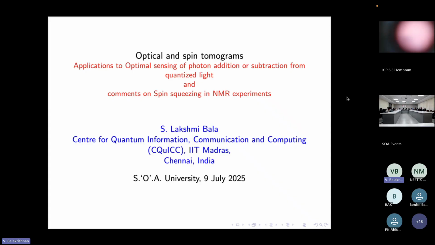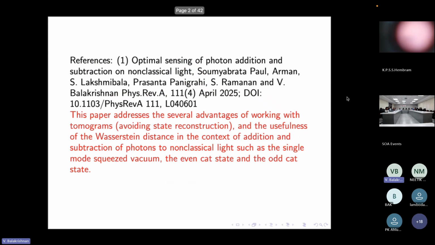So basically, the main part of my talk would be on applications of optical tomograms to sensing of photon addition or subtraction from quantized light. And I'll briefly follow that up, if time permits, with comments on spin squeezing in NMR experiments, which might be more relevant to people working on qubits. My references are the following.